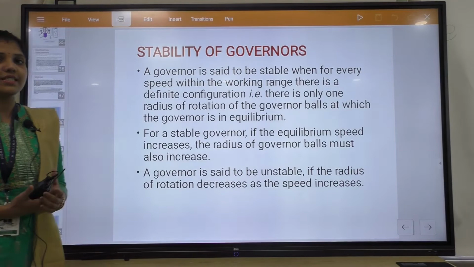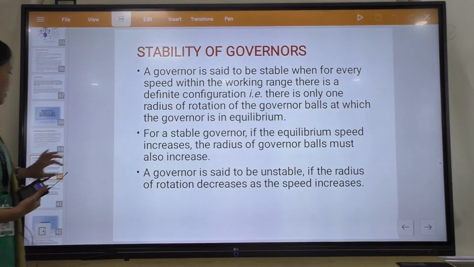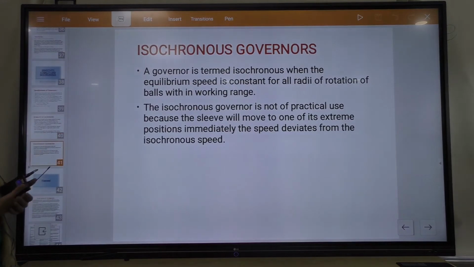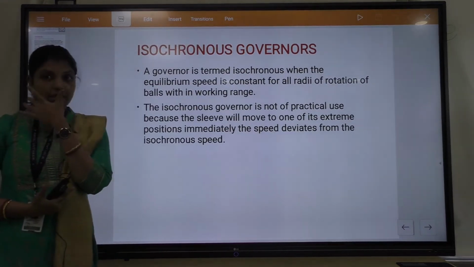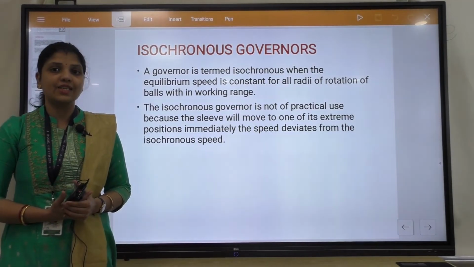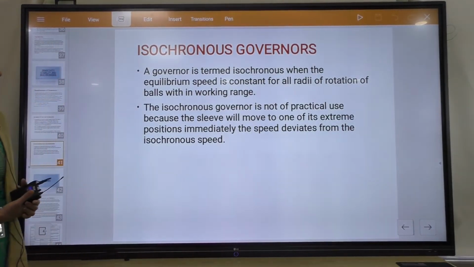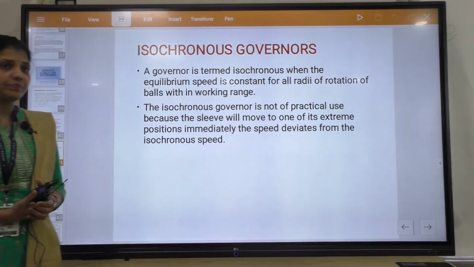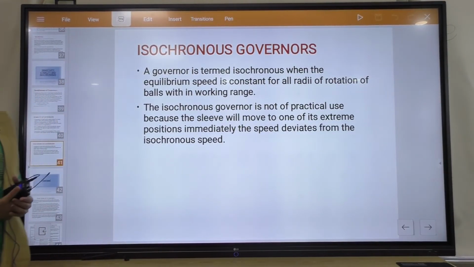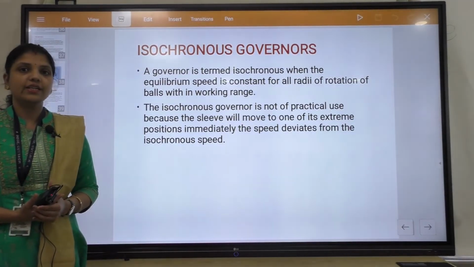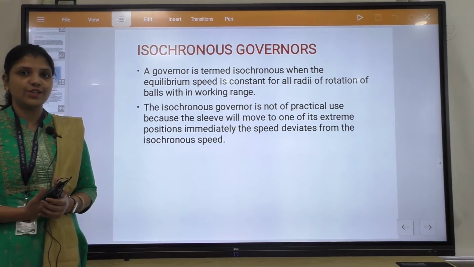So, this is the stability of the governor. Now, come to another important concept, that is what is isochronism. A governor is isochronous when the equilibrium speed is constant for all the radius of rotation. Then we can say a governor is isochronous.